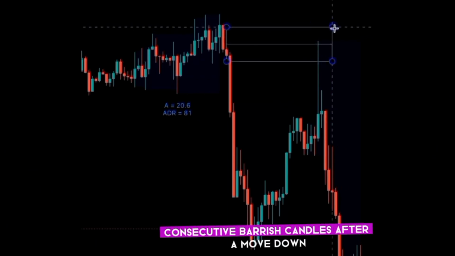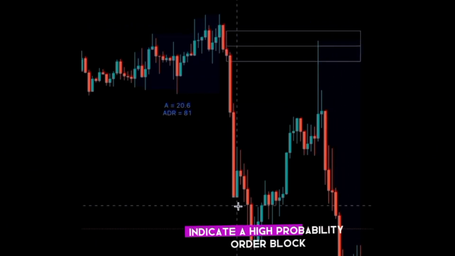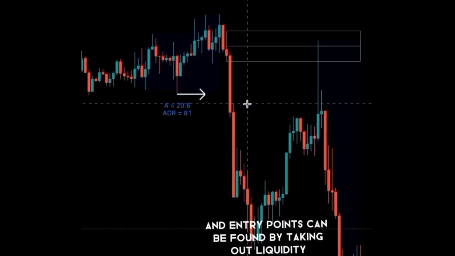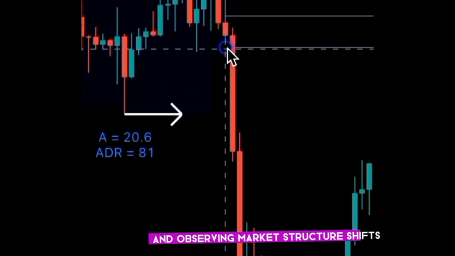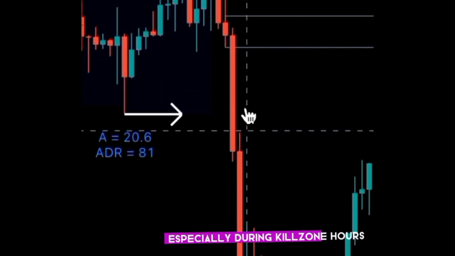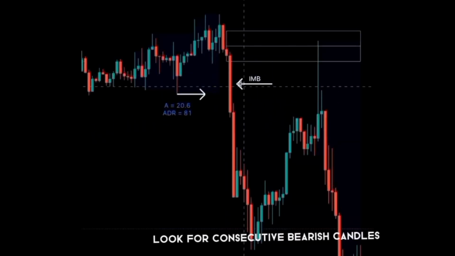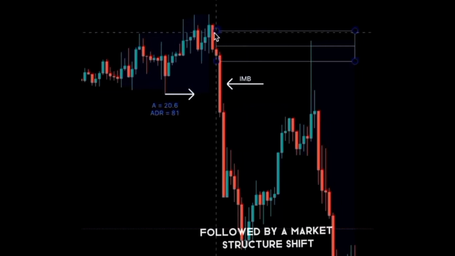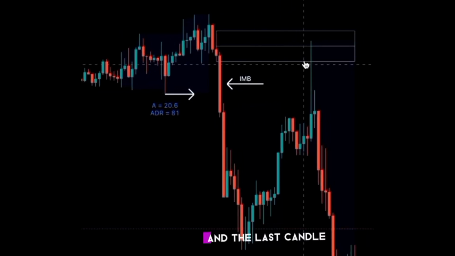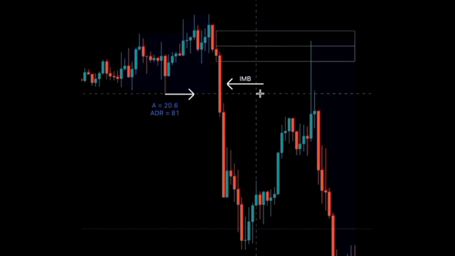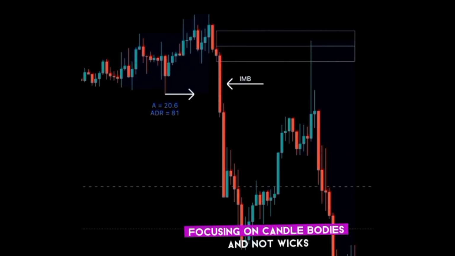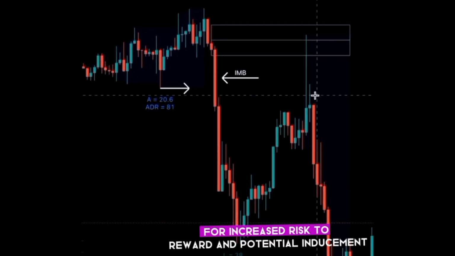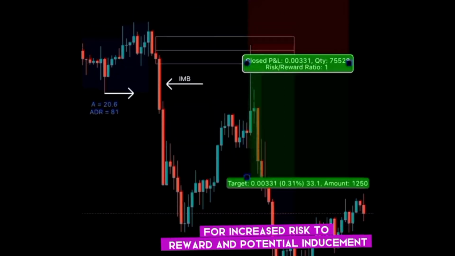Consecutive bearish candles after a move down indicate a high probability order block, and entry points can be found by taking out liquidity and observing market structure shifts, especially during kill zone hours. Look for consecutive bearish candles followed by a market structure shift and the last candle taking out liquidity to identify high probability order blocks, focusing on candle bodies and not wicks for increased risk to reward and potential inducement.